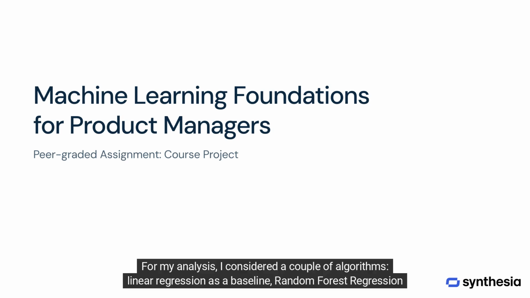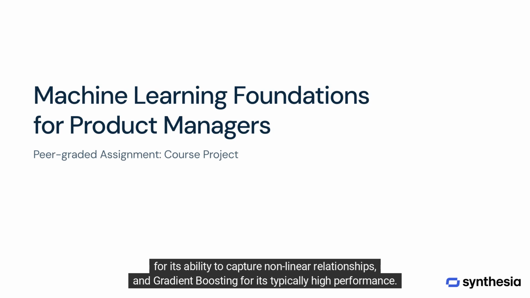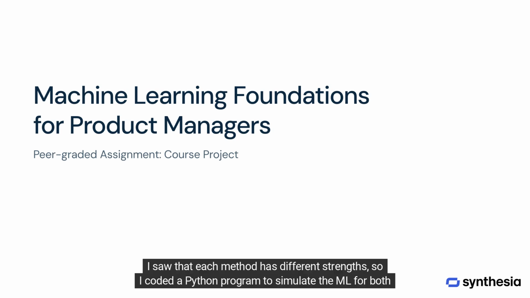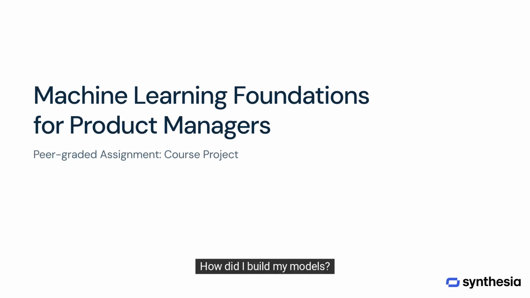These environmental factors all play a role in determining energy production. For my analysis, I considered a couple of algorithms: linear regression as a baseline, random forest regression for its ability to capture nonlinear relationships, and gradient boosting for its typically high performance. I saw that each method has different strengths, so I coded a Python program to simulate the ML for both methods. How did I build my models?